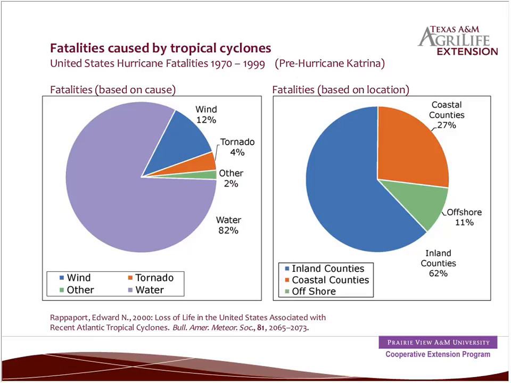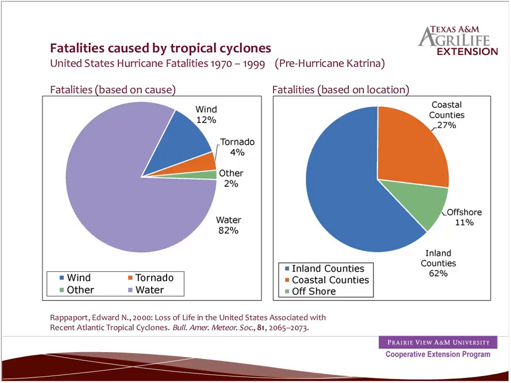The next slide is, you can see on the left, the number of fatalities over a period of 1970 to 1999 from tropical cyclones. And you can see that would be anything from a tropical depression to a hurricane and the related flooding and that kind of relationship, even inland. But the fatality graphic on the left illustrates that significantly the death loss to the human population, of course, is caused by water for the most part. Wind is the next level of impact or threat. And certainly tornadoes and other incidents such as automobile accidents or other related causes.